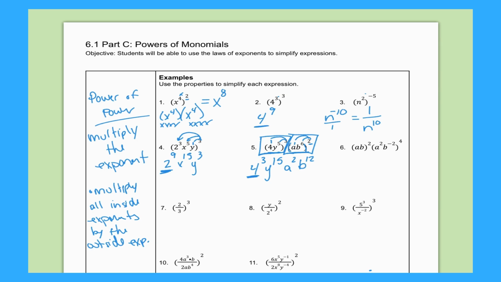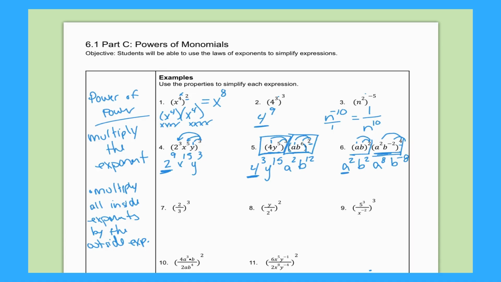Number 6, so this 2 goes with that parentheses, and this 4 just goes with that set of parentheses. So we're going to do each one separate. But in this one, both the A and the B have that hidden 1. So 2 times 1 is A to the second, and 2 times the 1 on the B makes it B to the second. Now I'm going to do the second part over here. 4 times 2, that makes that A to the 8, and 4 times negative 2 makes that B to the negative 8.